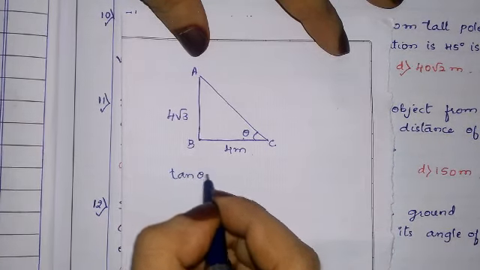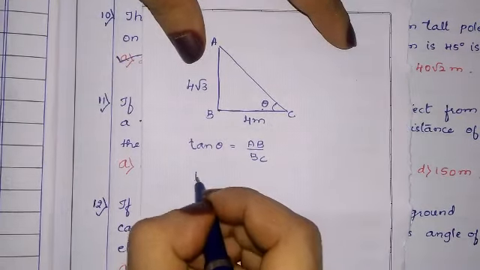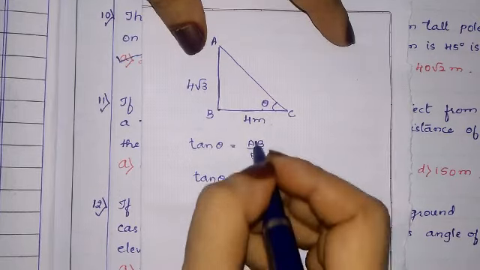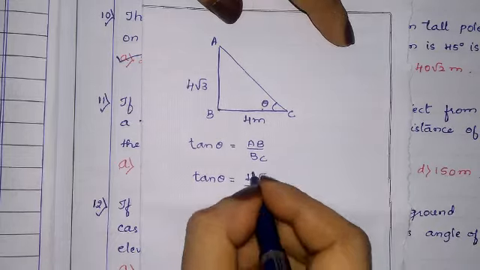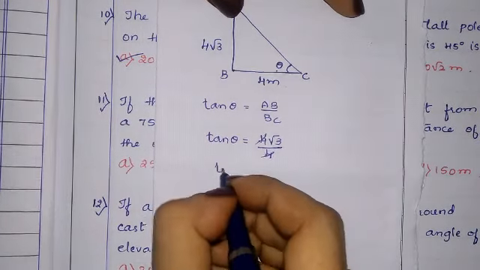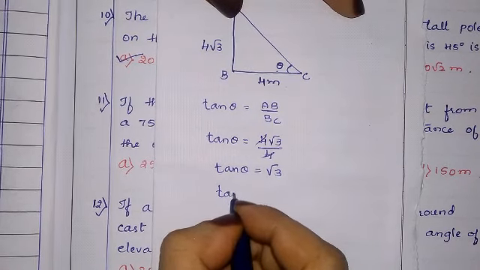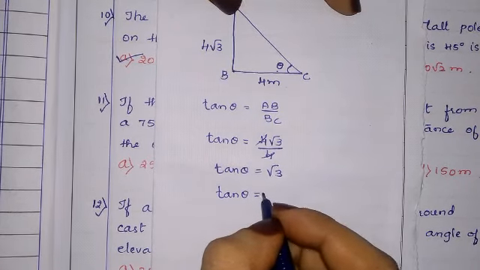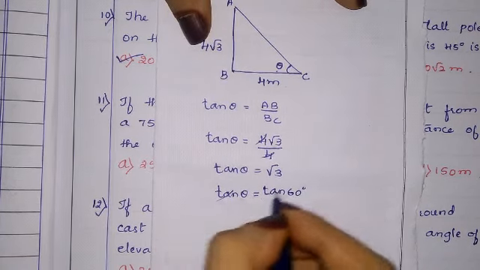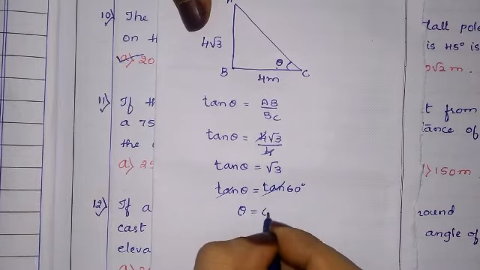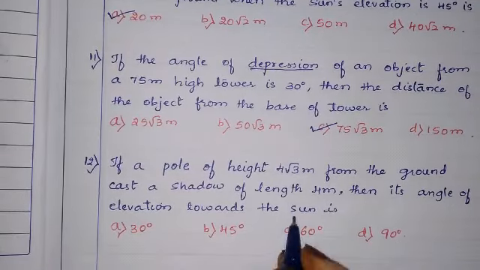Tan theta is equal to AB upon BC. We don't know the angle, so tan theta as it is, AB is 4 root 3 upon 4. The 4s get cancelled. Tan theta is equal to root 3. So in the tan tabulation, root 3 comes for tan 60 degree. So theta is equal to 60 degree. So the correct option here is C, 60 degree.